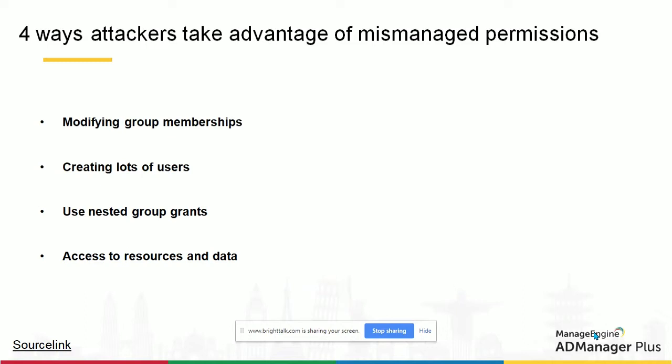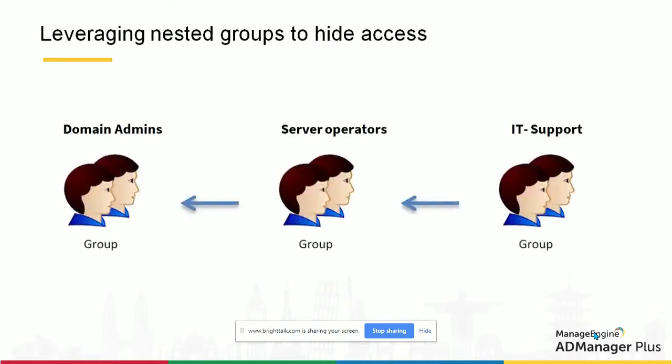Number one, modify group memberships. Now this is something I always talk about: your groups either make or break your Active Directory. Let me illustrate this with a simple example. You have your domain admins group, you have your server operators group, and finally you have a group called IT support. Now your server operators is a member of the domain admins group because your server operators generally need to carry out admin tasks around servers. Let's say the Citrix servers within your organization or your domain controllers within your organization.